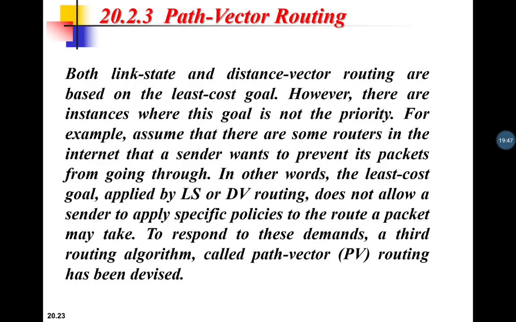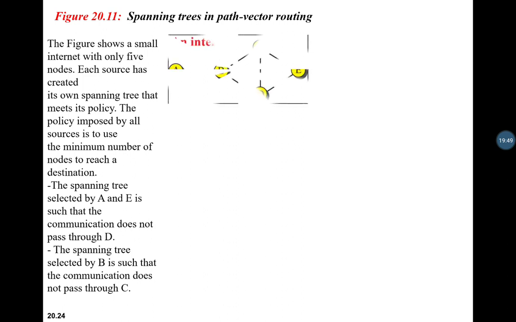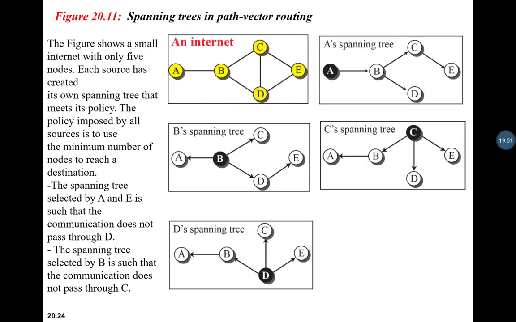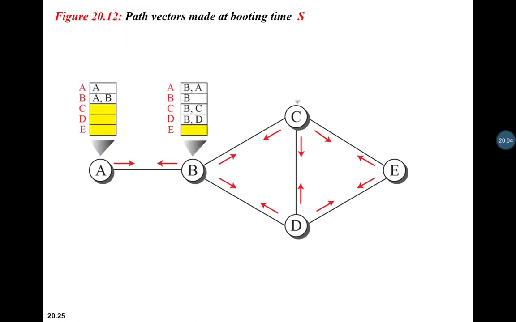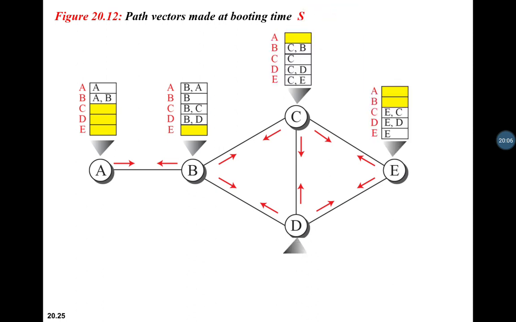In the next class, we'll discuss path vector routing. And once that is done, using these three algorithms, we'll be studying routing protocols like RIP, OSPF and BGP, Border Gateway Protocol, which will be studied in future classes.